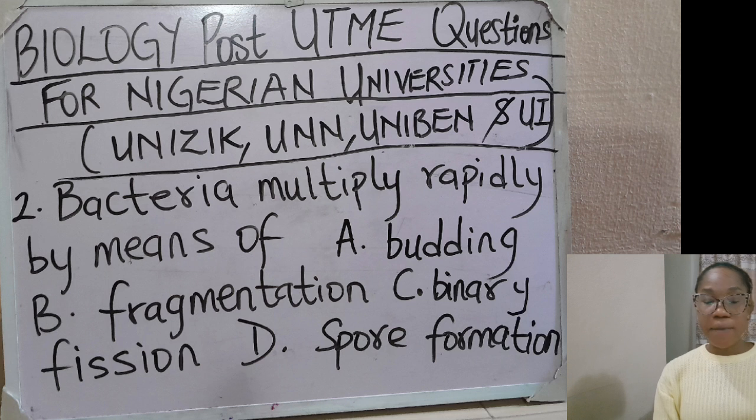It says, bacteria multiply rapidly by means of A, budding, B, fragmentation, C, binary fission, and D, spore formation. Now, bacteria are known to multiply, depending though, some can use 30 minutes to increase. And they always do this by binary fission, whereby one bacterial cell divides into two, and then 2 into 4. So binary means actually 2. Fission has to do with division. So they divide into multiples of 2. Do you understand? Some bacterial cells can do this under 30 minutes.